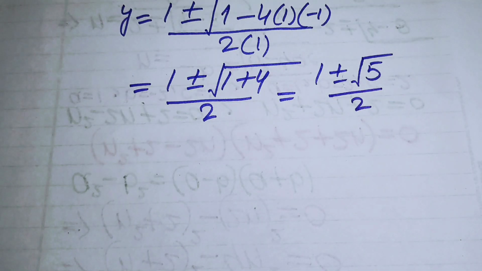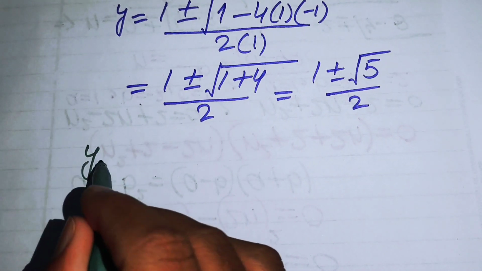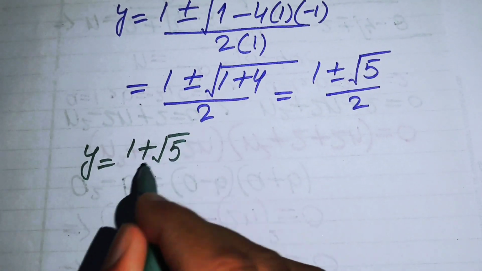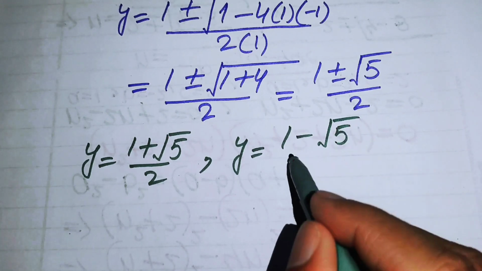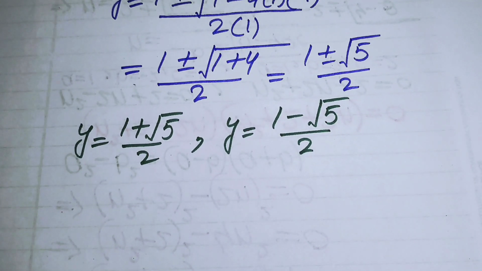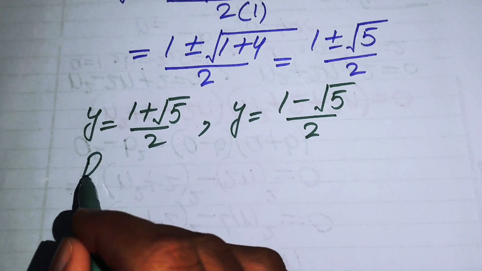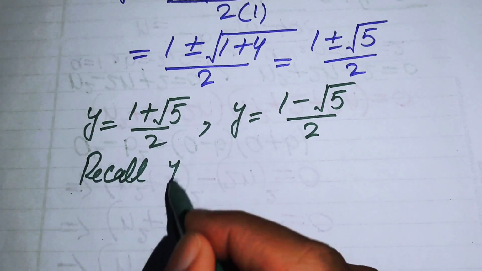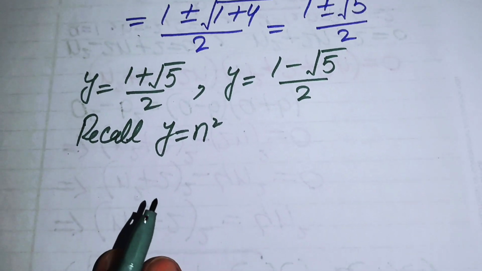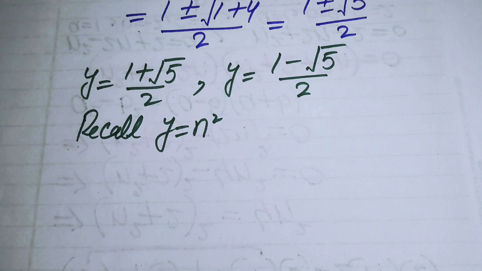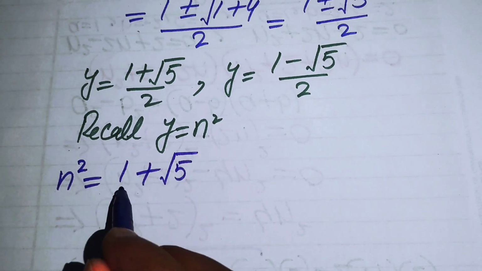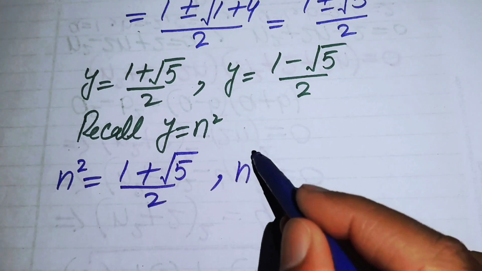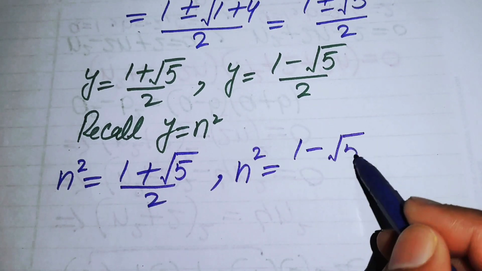Now we separate these two values: y equals 1 plus square root of 5 over 2, and the other value is y equals 1 minus square root of 5 over 2. Here we back substitute the value of y, as we recall that we put y equals n squared at the start of the problem. So now you get n squared equals 1 plus square root of 5 over 2, and similarly n squared equals 1 minus square root of 5 over 2.